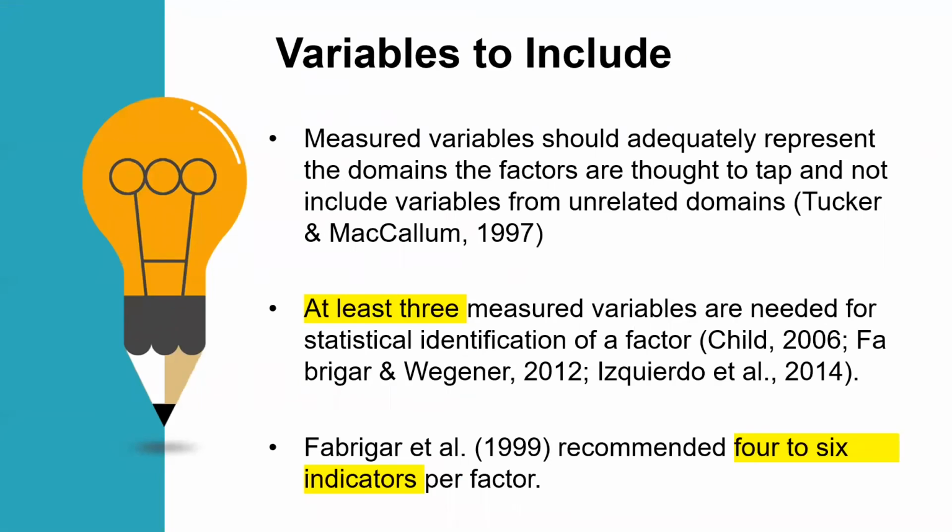The last thing to consider before carrying out EFA is the number of variables to be included in the analysis, or the number of items for a dimension. Literature suggested that at least three measurement items are needed for the identification of a factor. Fabrigar et al. recommended the use of 4 to 6 items per factor as appropriate. So when you design your questionnaire, in order for EFA to work properly, you have to include at least 4 to 6 items for one construct.